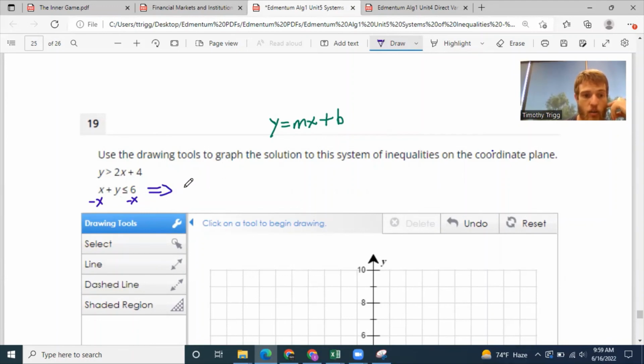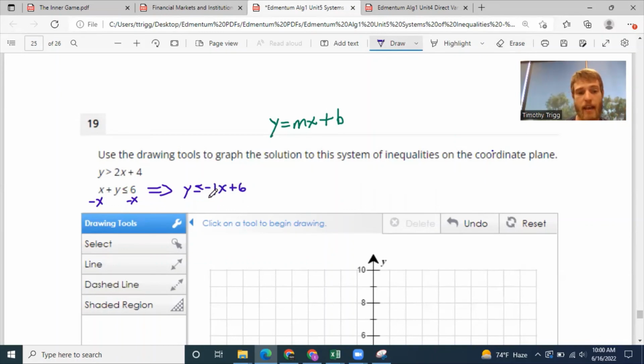So that's going to give us y is less than or equal to negative x plus 6. So in this case, what's our b? Well, our b, our y-intercept, is 6. What's the m, the slope in this case? Well, see how it just has a negative here? Well, we can think of that as a negative 1. So I can put a negative 1 here. The slope for this inequality is negative 1.